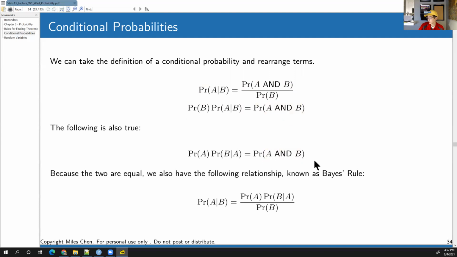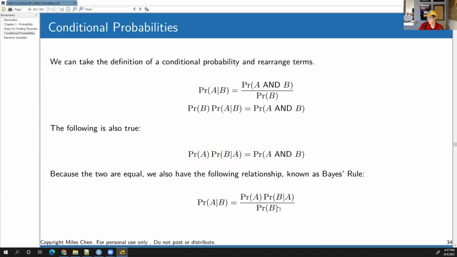You could imagine just swapping the letters B and A. The probability of B and A can also be written this way: the probability of A times the probability of B given A. And so if we set these two things equal to each other, I can also solve for the probability of A given B by taking the probability of A times the probability of B given A and dividing by the probability of B. And this is known as Bayes' rule. The probability of A given B is equal to the probability of A times the probability of B given A, divided by the probability of B.